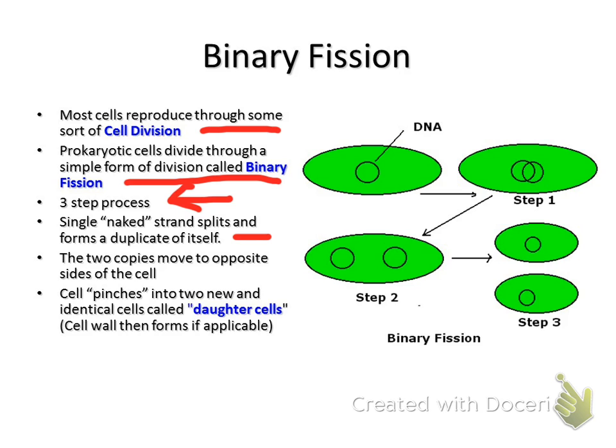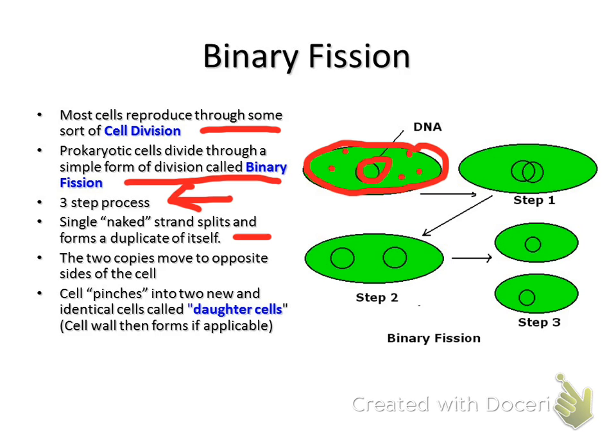So if we look over here, here's our bacteria cell, okay? Here's the single naked strand of DNA in the center, right? Very simple. We know that there's some ribosomes in here, right? There's a cell membrane. But other than that, not much else going on in a bacteria cell. So then it makes a copy.